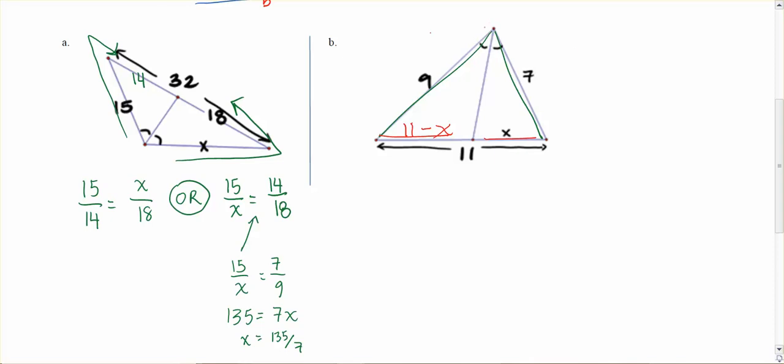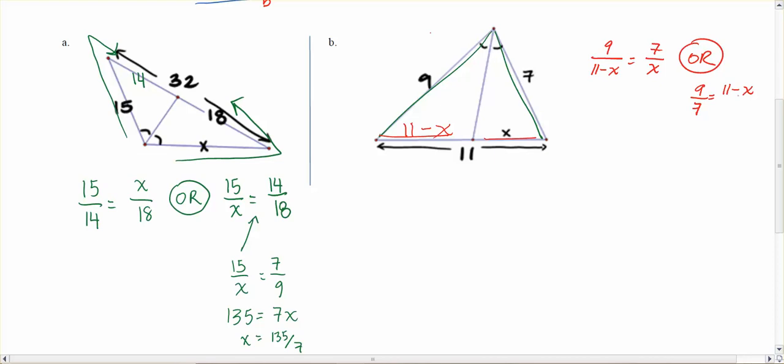If we wanted to do that going out and coming back in from the angle bisector, it'd be 9 over 11 minus x equals 7 over x. Or you could also set up 9 over 7 equals 11 minus x over x. Either one is okay. Doesn't matter to me which one we pick because the cross multiplication step's the same for both. So in either case, we'll get 9x equals 7 times 11 minus x.